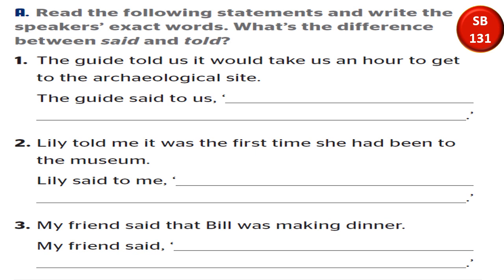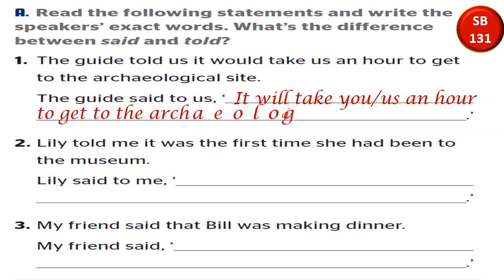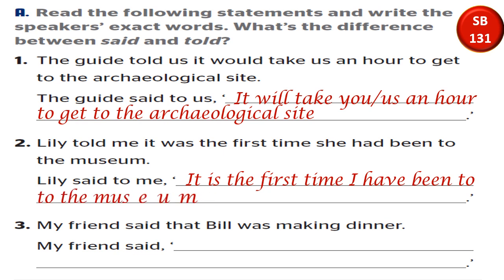So the first sentence, the guide told us it would take us an hour to get to the archaeological site. The guide said to us, it will take us an hour to get to the archaeological site. Sentence number 2, exactly, we are going to change it was to it is. Great. The third sentence, my friend said that Bill was making dinner. It has to become Bill is making dinner.